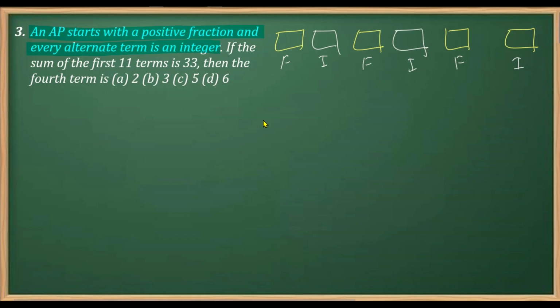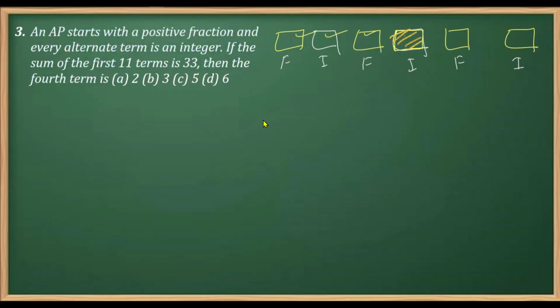Now it says further, if the sum of the first 11 terms is 33, then find the fourth term. So the fourth term, that's 1, 2, 3, fourth. The fourth term is what we have to find out, which is an integer. This is what we have to find out.